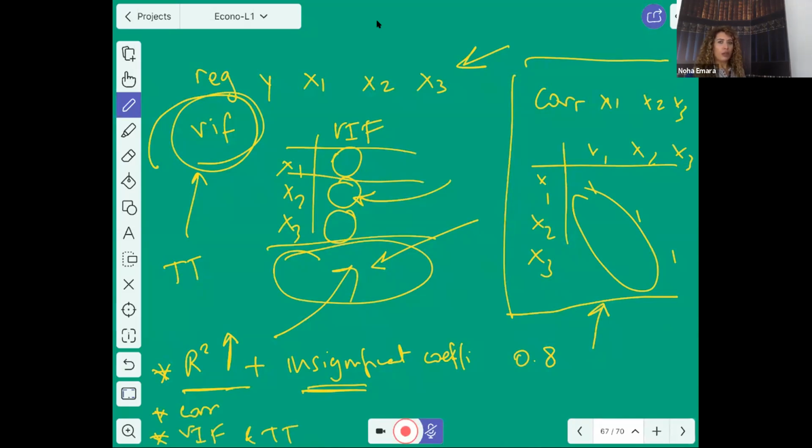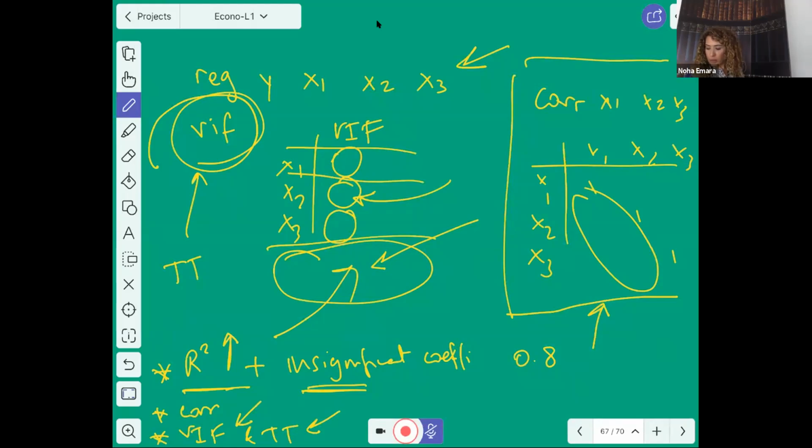And the VIF and tolerance tests have a benchmark. A VIF of 10 or more is a problem. A tolerance of 0.10 or less is a problem, okay? So this is about the detection. So how can you detect it?